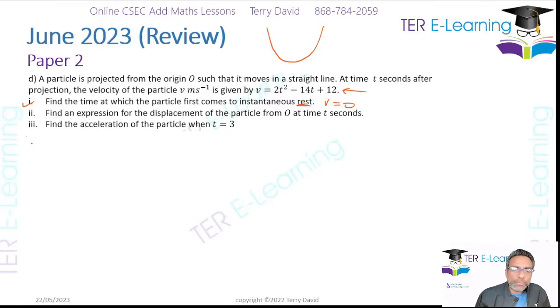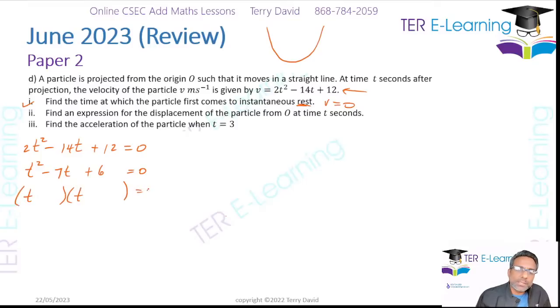So if your velocity is 0, you're going to put 2t squared minus 14t plus 12 is equal to 0. Now we're going to have to factorize this. When I have big numbers like this, I divide everything by, let's say, 2. So you'll end up with t squared minus 7t plus 6 is equal to 0. When I factorize this, I'm going to get t, 1, and 6, and you want to get minus 7, so this has to be a minus, and this has to be a minus.